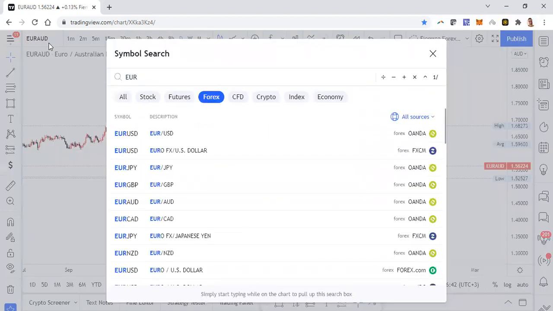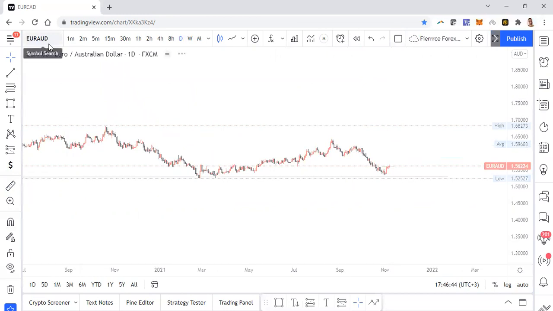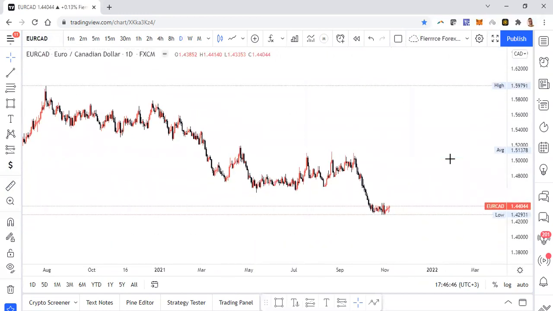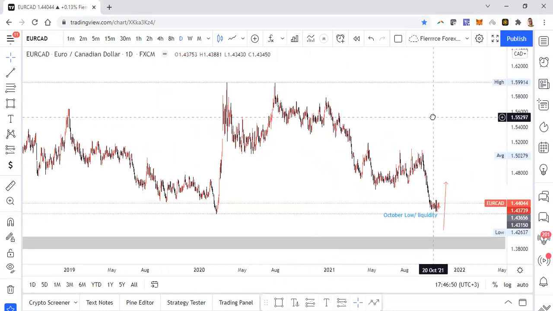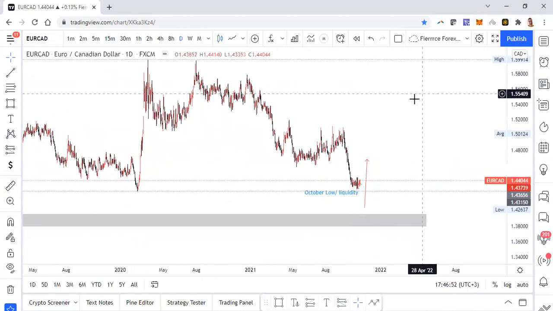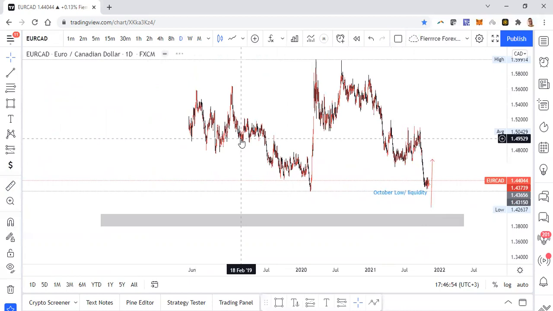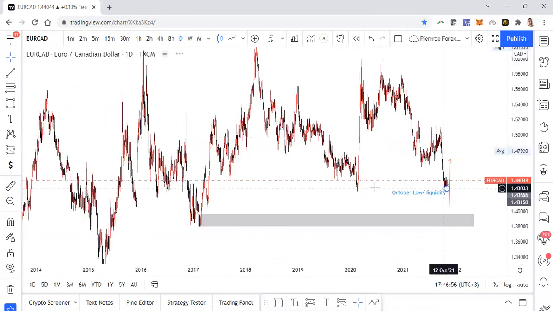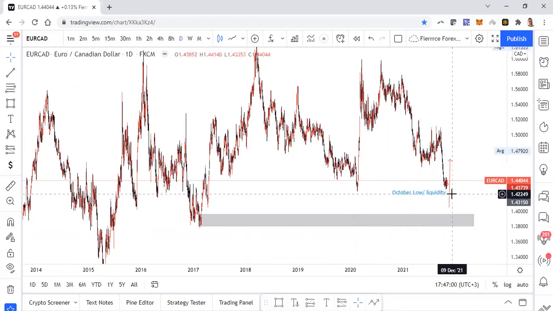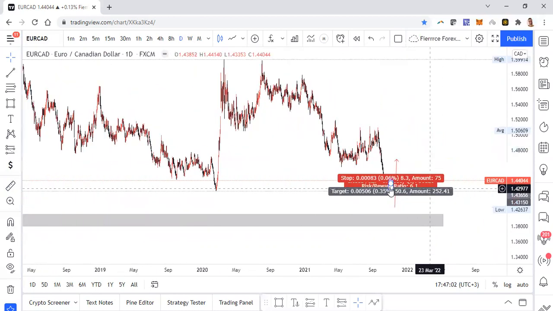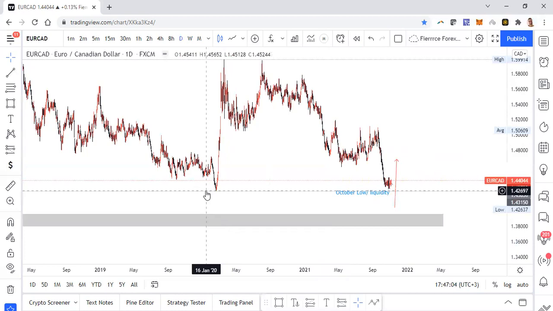Now, Euro CAD, second to gold, I think Euro CAD is one of the pairs I like to trade a lot. What we are seeing is that Euro CAD attempted, I had marked this out, and this was actually October's low. And we haven't taken out this previous slowdown here.